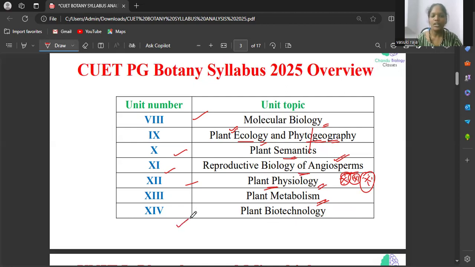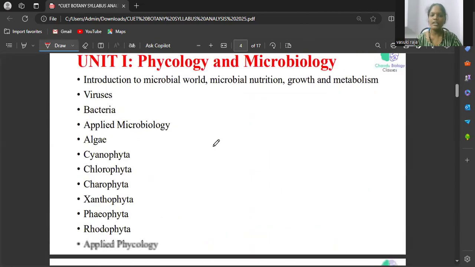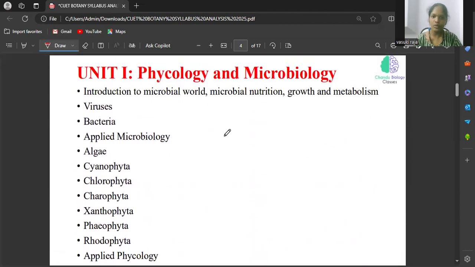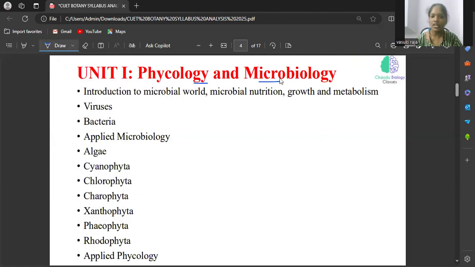metabolism. And Unit 14 will be completely related to the applications, that is plant biotechnology. Okay, also we have biotechnology, it is common to both botany and zoology, but here we are going to focus mainly on plant biotechnology. And this will be just an overview of the botany syllabus, but I also want you to know a detailed syllabus of botany. So in that line, Unit 1 will be related to phycology and microbiology.